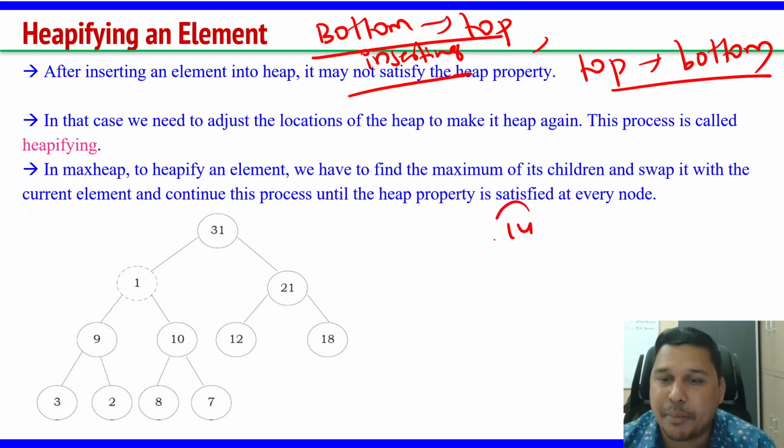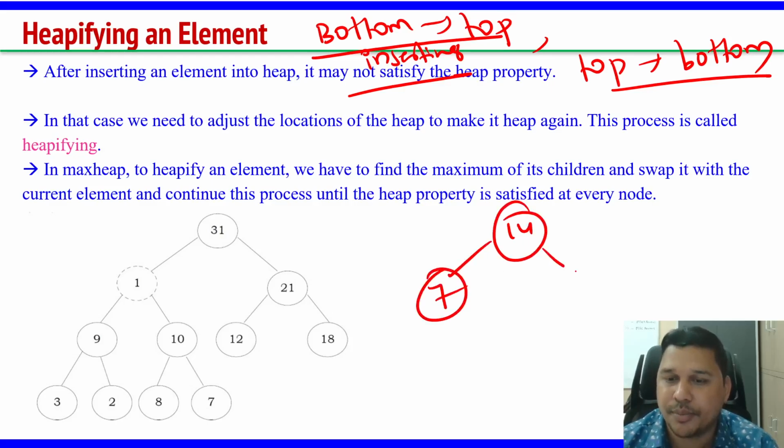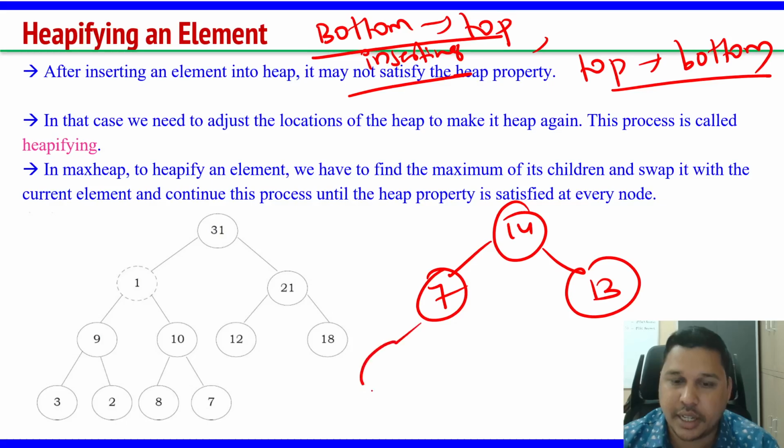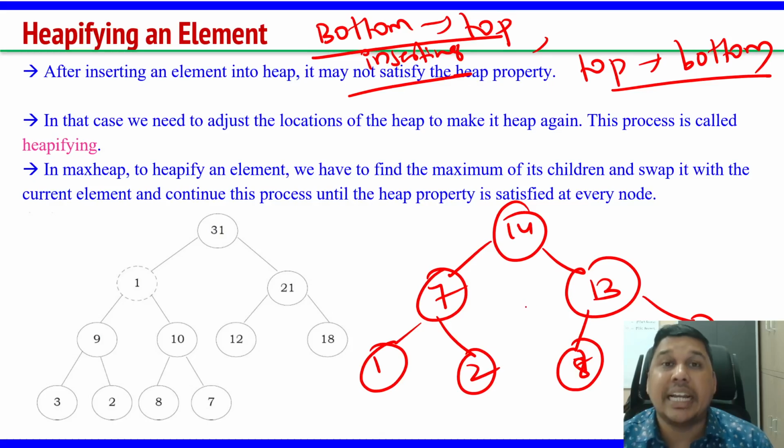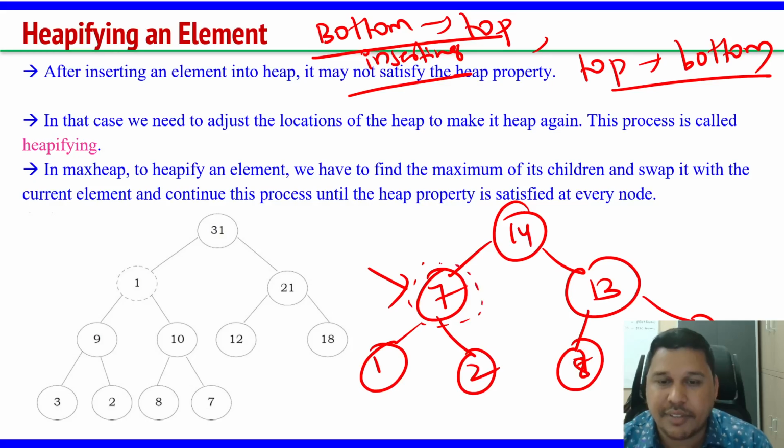Let us take the same example. I have 14, I have some 7, 13, here I have 1, 2, 7, oh 7 is already there, 8 and 9. Suppose I am deleting an element, I am deleting the root. Or let us take a simple case, let us say I am deleting 7. I want to delete this node, this 7.